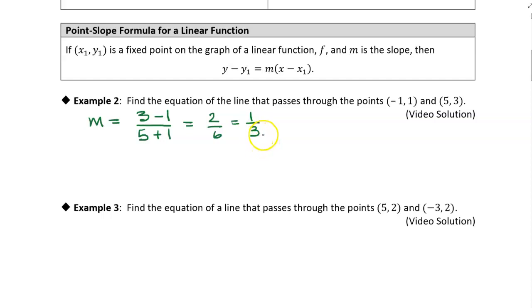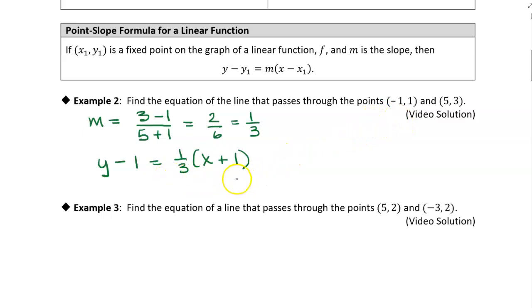Okay, so now we know the slope is 1/3, and we can pick either one of these points and put it into the point slope formula and find the equation for this line. I think I'll just use (-1, 1). So I'm going to say y minus the y value of the fixed point I'm choosing, which is 1. So it's going to be y minus 1, and that's equal to m, which is 1/3, times x minus negative 1, which becomes plus 1. So the x value is negative 1.